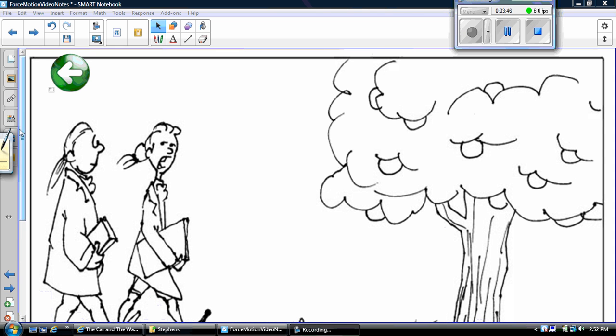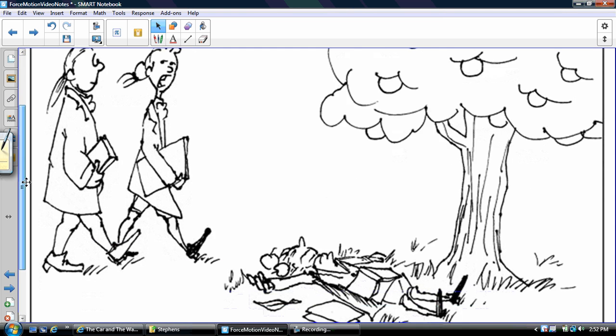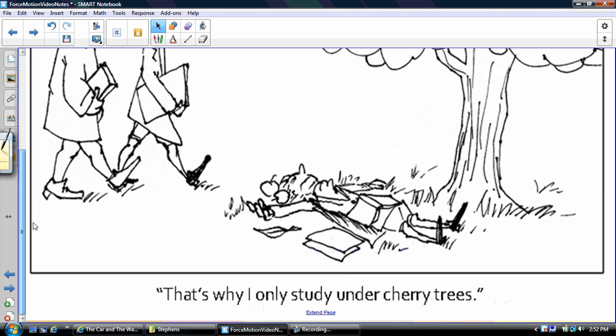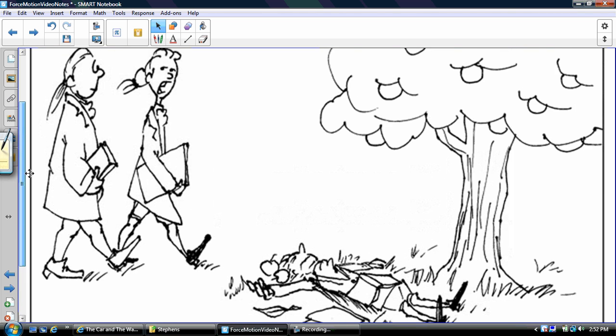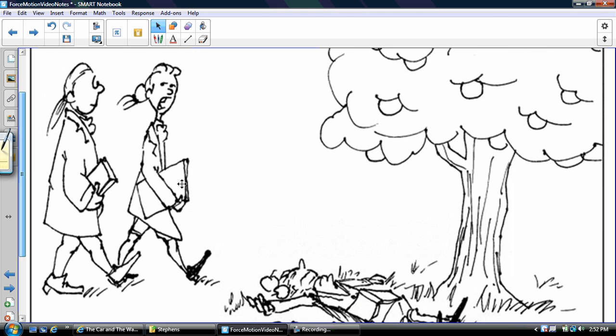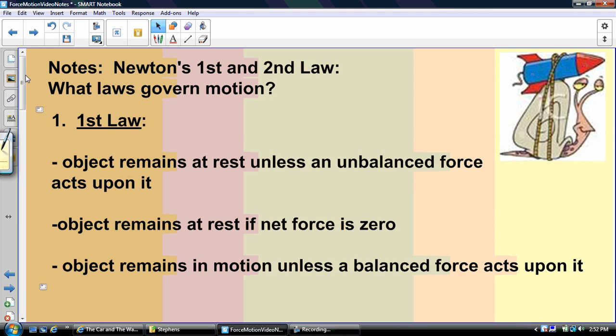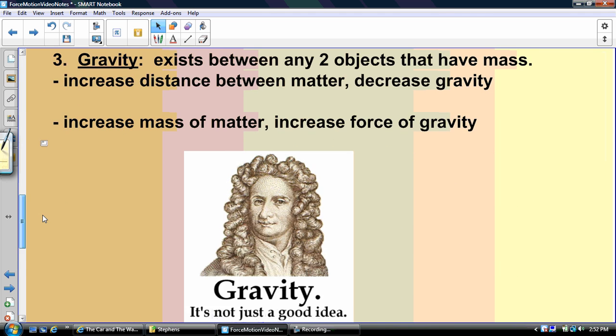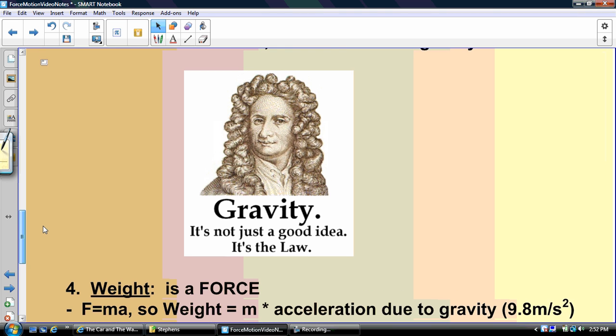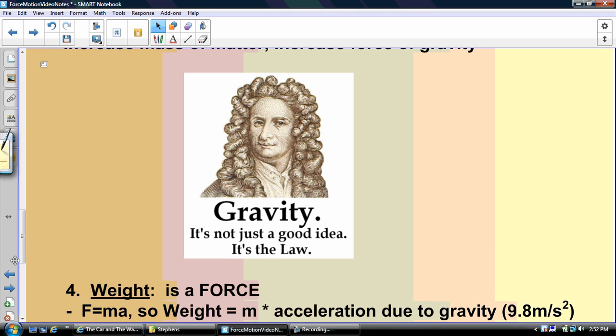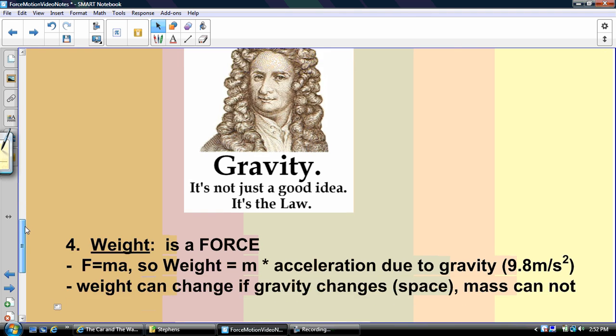So I thought this was pretty cute with the force of gravity. That's why I only study under cherry trees, because gravity will pull an apple down, hit you on the head, and knock that guy out. But that's pretty cute. Gravity is not just a good idea, it's the law. That's Sir Isaac Newton.